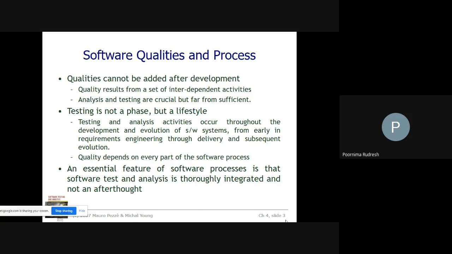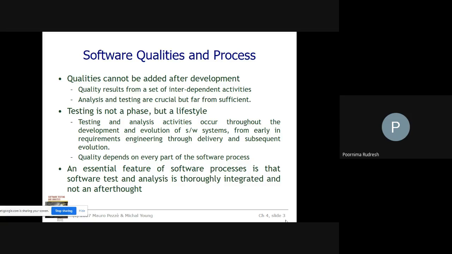That we have to check, because that quality cannot be added after the system development or after the software development. And this quality results from a set of interdependent activities. And whenever we are concentrating on the quality of the software, we are checking that through analysis and testing. This analysis and testing is a crucial part in software development, but that is not the only one that is sufficient for assuring the software quality.